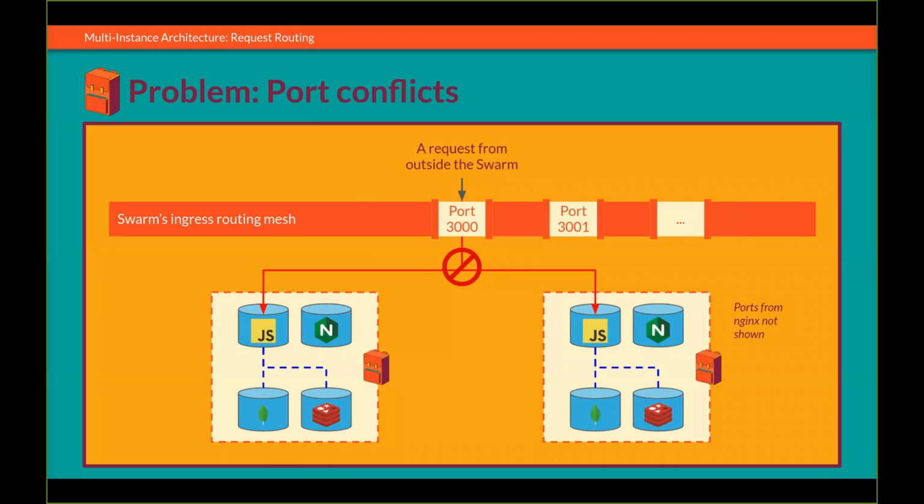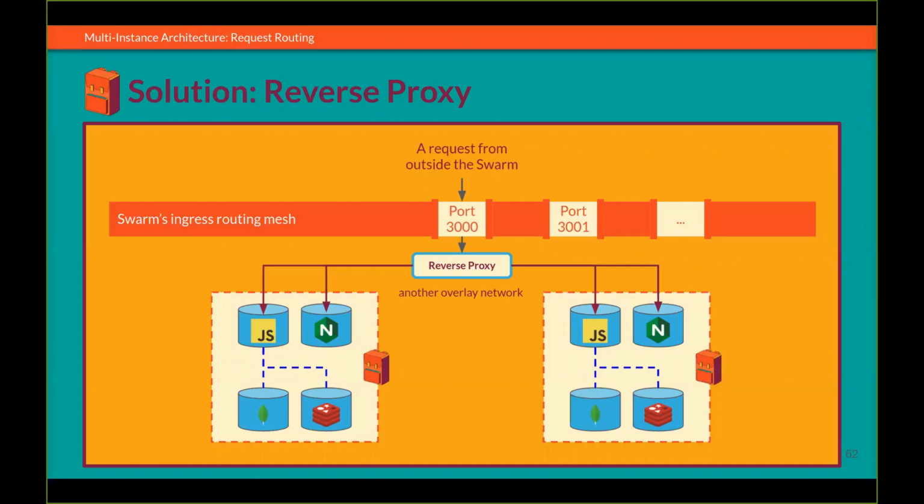The problem with this is that we want to be able to support multiple Backpack instances. And each of these instances, each of these stacks, is defined by a stack file that says that the Express API is listening for port 3000 requests, and the Nginx web server is listening for requests from port 3001. Unfortunately, you can't have multiple applications or multiple processes listening to requests from the same port. This conflict basically means that we can't do what we were doing before by exposing individual backpacks through the routing mesh. A common solution to this kind of problem is to use a reverse proxy instead.